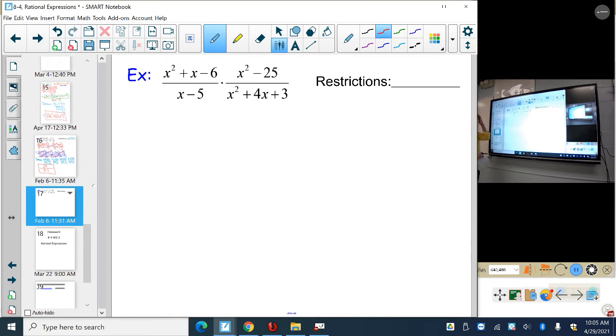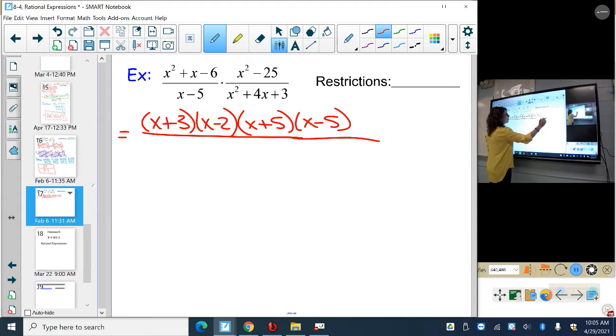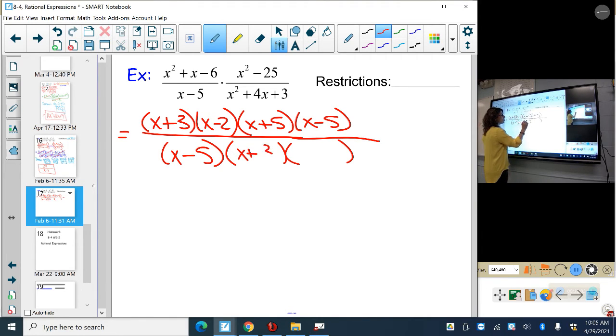Last example. Very nice. They're already attached by multiplication, so I can go straight into factoring into two binomials. So that's x plus 3 and x minus 2, because those are the factors of 6 that are going to give me a plus 1. Times, I can put this into two binomials, x plus 5 times x minus 5. On the bottom, I'm just going to keep that as an x minus 5. And the trinomial is going to turn into two binomials of x plus 3 and x plus 1, because that's going to give you a 4.